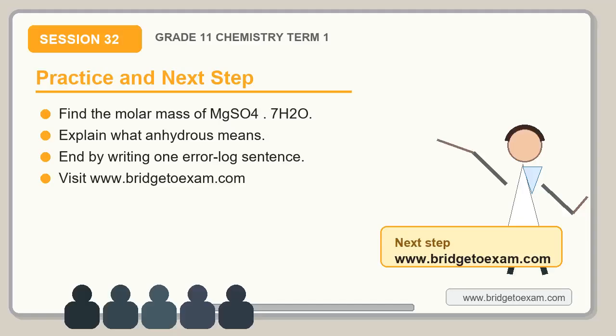Task 1. Find the molar mass of MgSO4.7H2O. Task 2. Explain what anhydrous means. Task 3. Describe how heating can provide evidence for water of hydration. At the end of your study, write one sentence beginning, "The chemistry idea I must remember is."